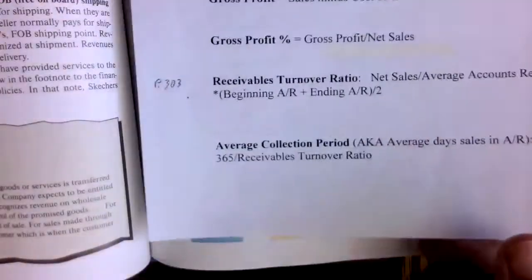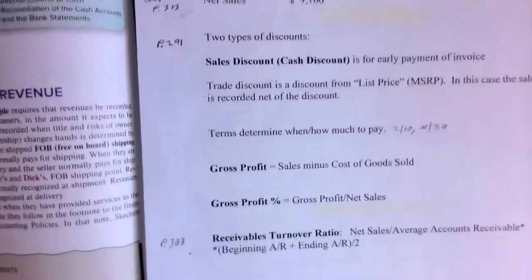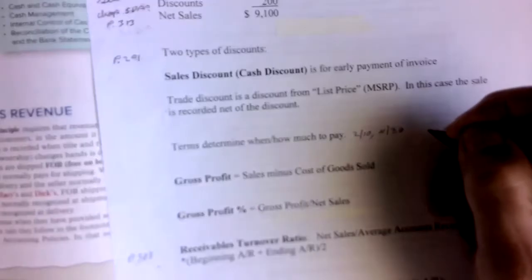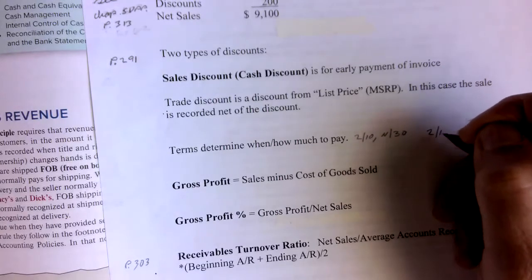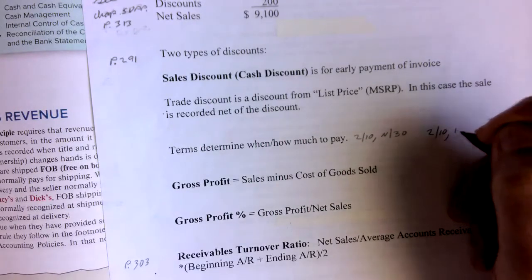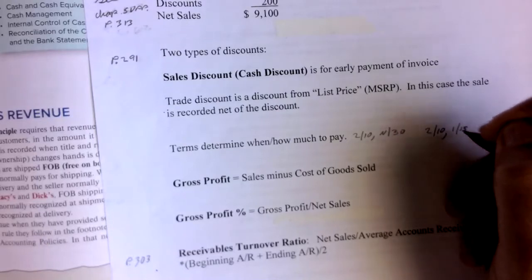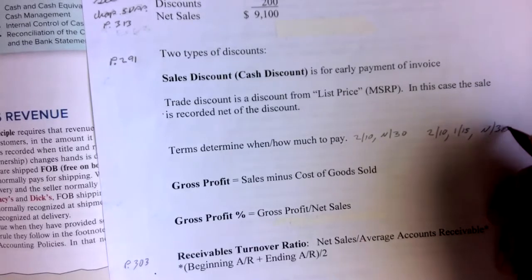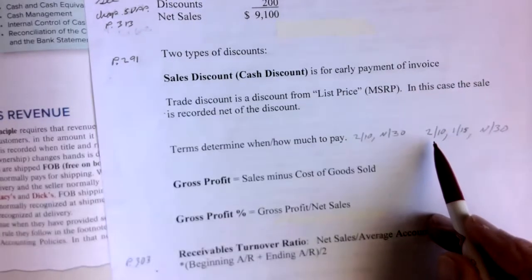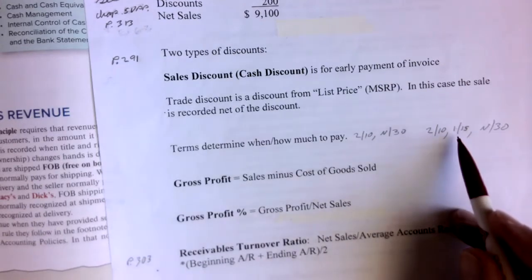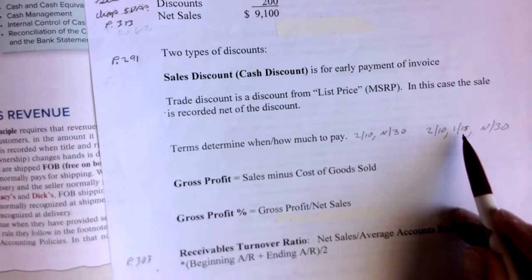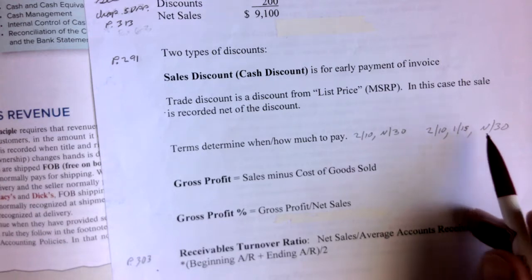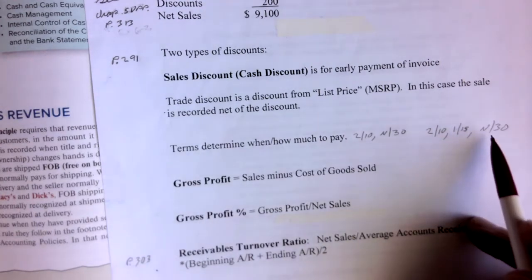I'm going to go back to the handout for a second and note a couple of them. So here's our 2/10, n/30. But another one, let's say you don't take the 2%, but okay, well, we'll give you a 1% in 15 days. Okay, 2/10, 1/15, N/30. Okay, so you can take a 2% discount within 10 days from the date of the invoice. If you don't do that, we'll still give you a 1% discount if you pay within 15 days. If you don't do that, then yes, please send us a check within 30 days. Okay.